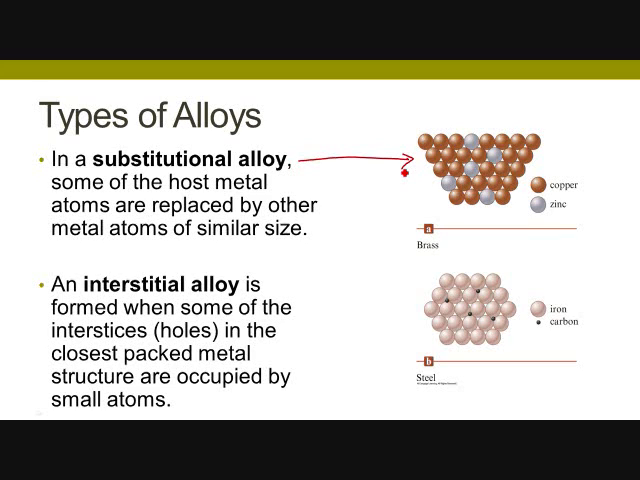An interstitial alloy is formed when some of the interstices, I hope I said that right, which are the holes in between the metal structure, are occupied by smaller atoms. So a great example of this is steel. Most steel contains some kind of carbon. So the carbon atoms are a lot smaller than the iron atoms. So wherever there's the empty space, the holes, that's where the carbon can fill in for an interstitial alloy.